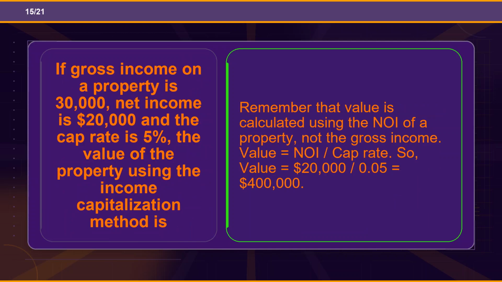Flashcard 15. Term: if gross income on a property is $30,000, net income is $20,000 and the cap rate is 5%, the value of the property using the income capitalization method is. Definition: remember that value is calculated using the NOI of a property, not the gross income. Value equals NOI divided by cap rate. So, value equals $20,000 divided by 0.05 equals $400,000.